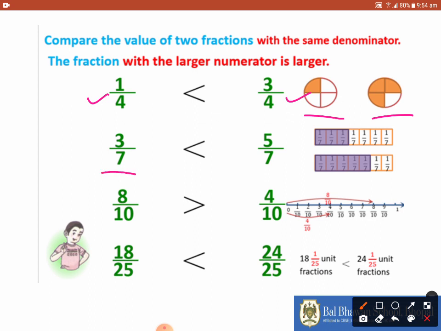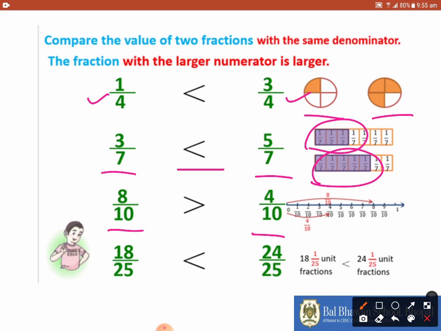Similarly, among 3 upon 7 and 5 upon 7, you can see that 3 upon 7 is smaller than 5 upon 7. So here it is shown that 3 upon 7 is smaller than 5 upon 7. Similarly, 8 by 10 and 4 by 10. 8 upon 10 is greater than 4 upon 10 because 8 is greater than 4, and we are comparing only numerators since the denominators are same and they are like fractions.